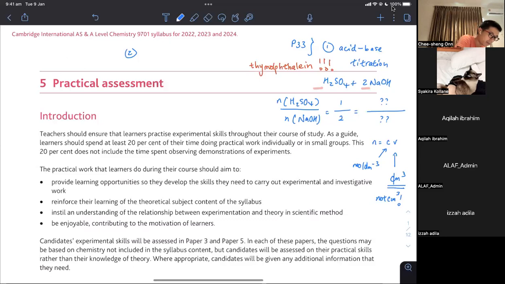The second question that came out in that paper was something called gravimetric analysis. So it's something to do with masses and heating. So you're trying to heat something and then you monitor the change in masses. That's why it's called gravimetric analysis.